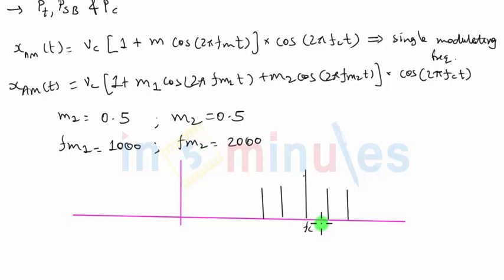So this is nothing but fc, this will be fc plus fm1, this will be fc plus fm2. This will be nothing but fc minus fm1, and this last frequency will be fc minus fm2. So these are the various frequency components that we will have. X-axis is frequency, and on the y-axis we have to mention the amplitude of each and every frequency component.